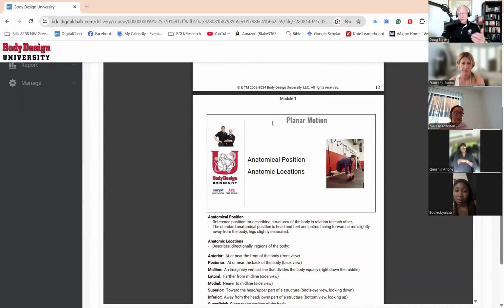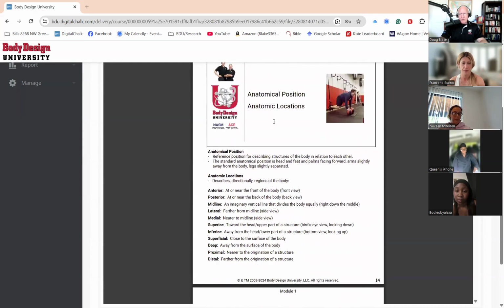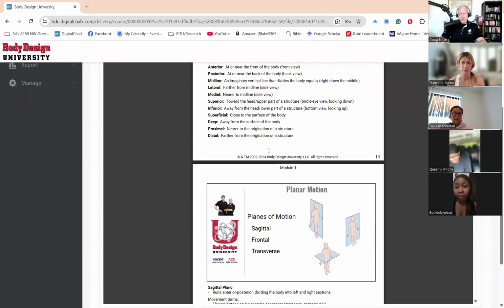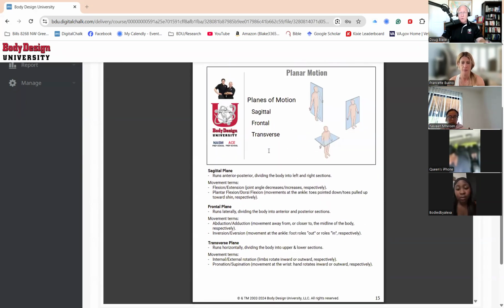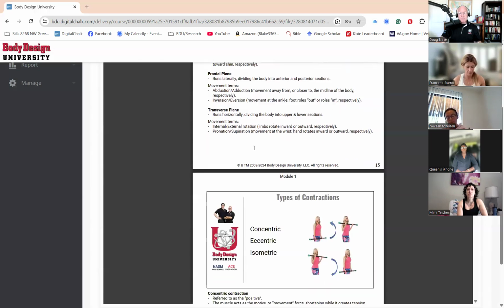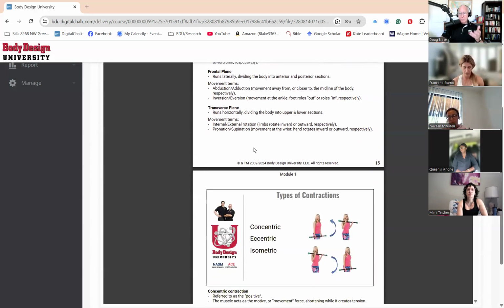Now, remember, last week we spoke about planar motion, just a real quick recap, talking about the different planes that we quote move our bodies through, right? So the idea is that we have the sagittal, frontal, and transverse planes. Everybody was good with that, yes? Okay. And we have the terminology that goes along with that.